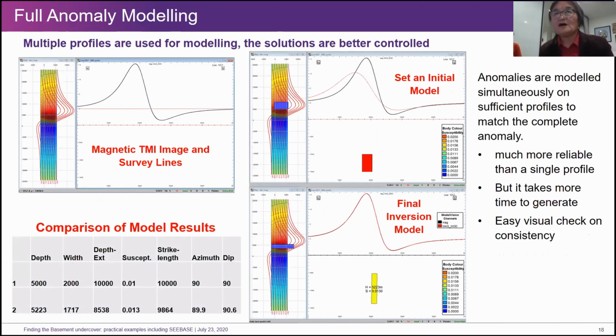Here is what we call the full anomaly modeling. This one uses multiple profiles to match the anomaly in the whole shape. So with this method, we pick several lines and design an initial model, then run the inversion, and then we can get good results. The good thing about this method is that it gives you a more reliable solution, but it takes a much longer time compared with single profile inversion. Another good thing is you can easily visualize and check the modeling quality, and get an idea if something is wrong, then you can easily redo and correct it.